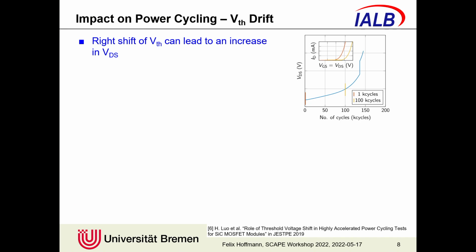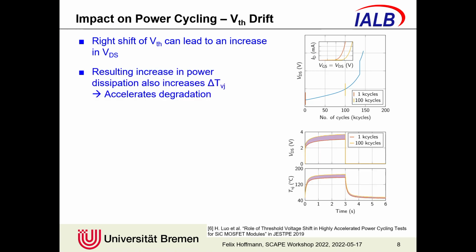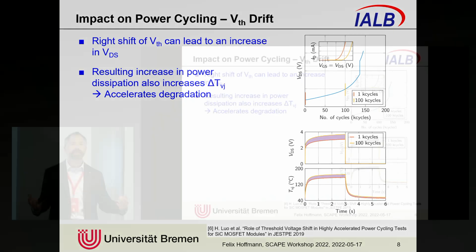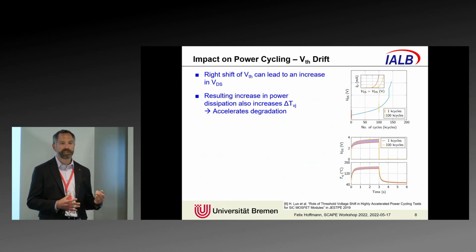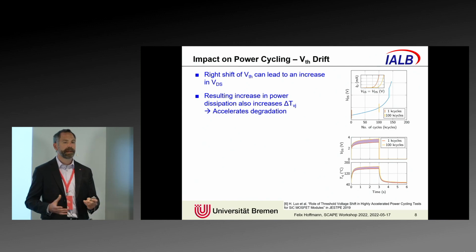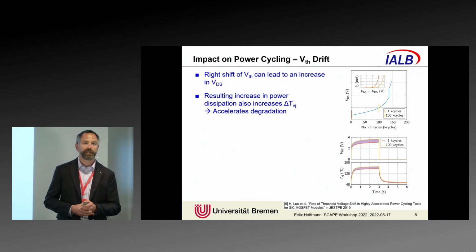And you can see that you have here a right shift between the first cycle and 100 kilocycles, for instance. And this shift leads to a significant increase in power dissipation here, and subsequently, of course, also to an increase in temperature swing. So it significantly accelerates the degradation and also reduces the number of cycles to failure of this particular device.